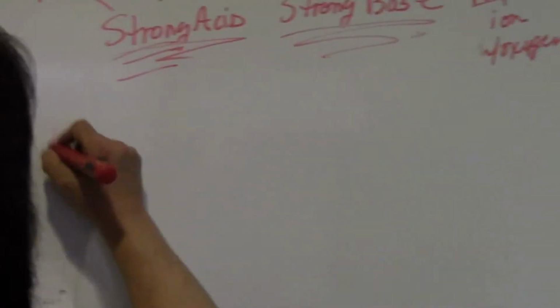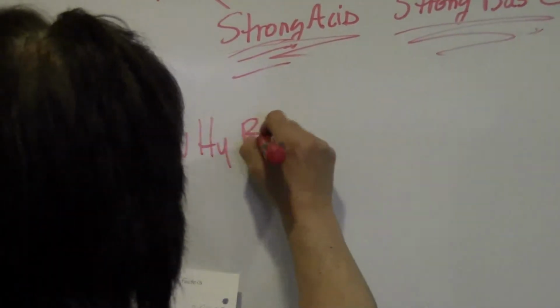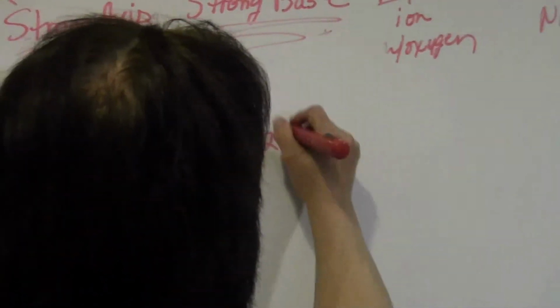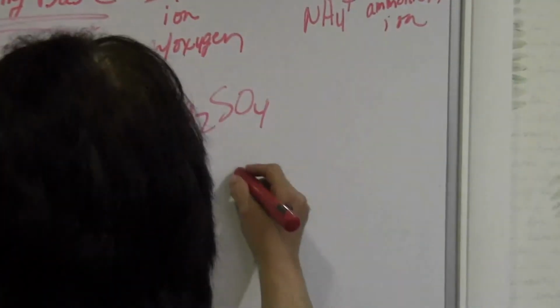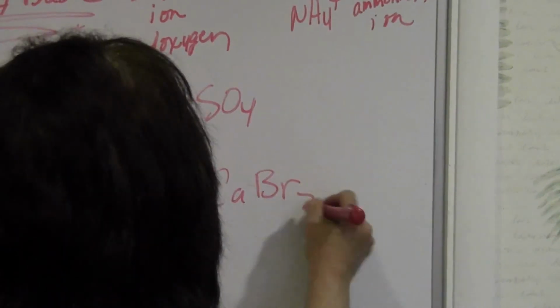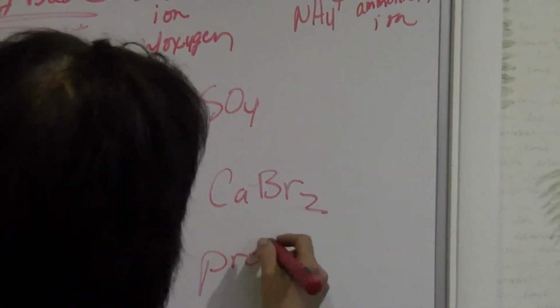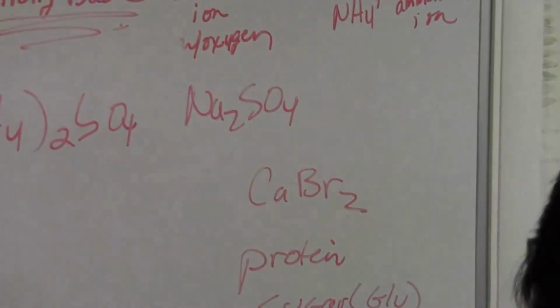All right, so let's just try a couple, for example. NH4Br, (NH4)2SO4, Na2SO4, CaBr2, a protein or a sugar like glucose. Okay, here we go.